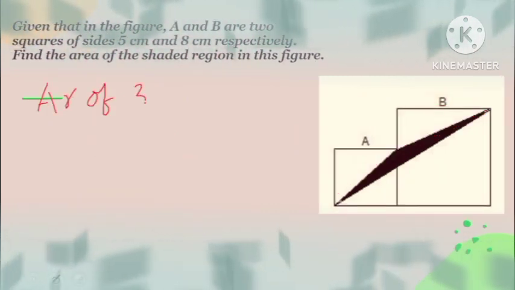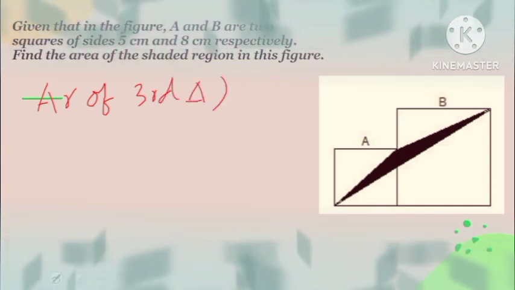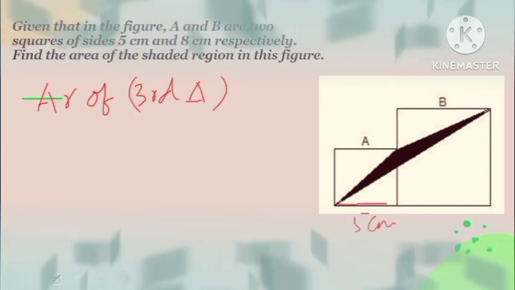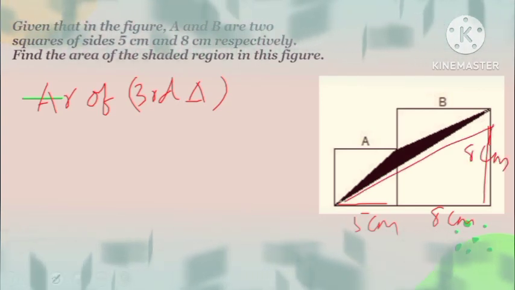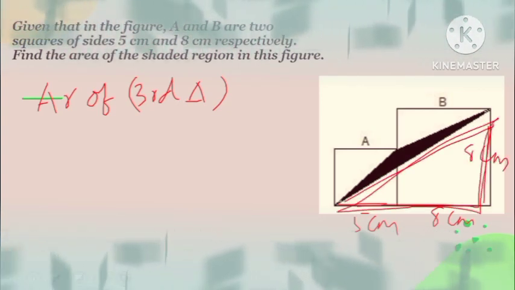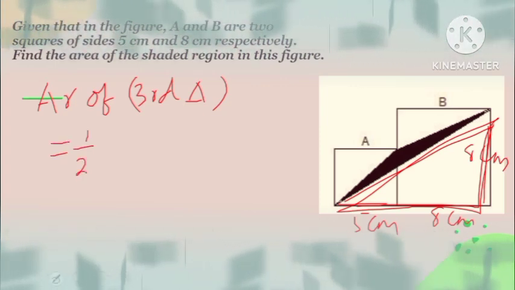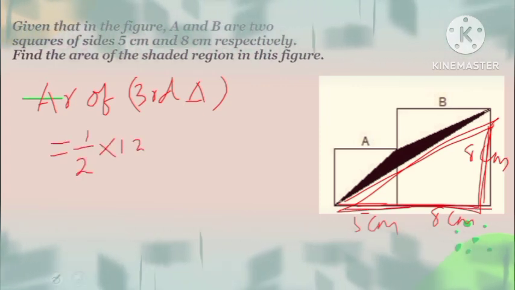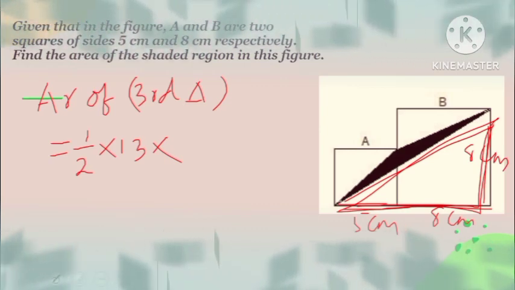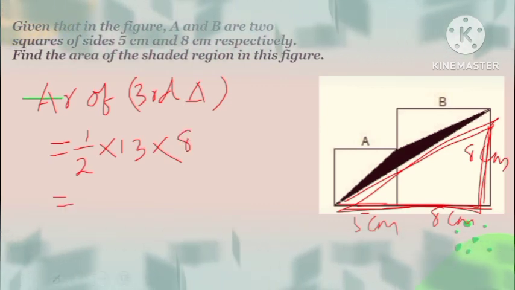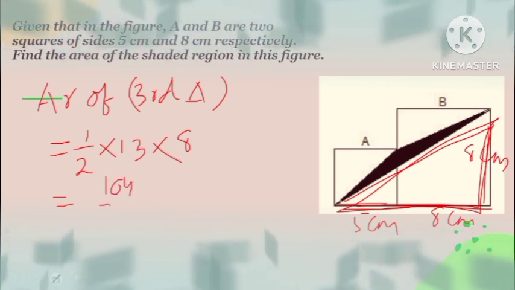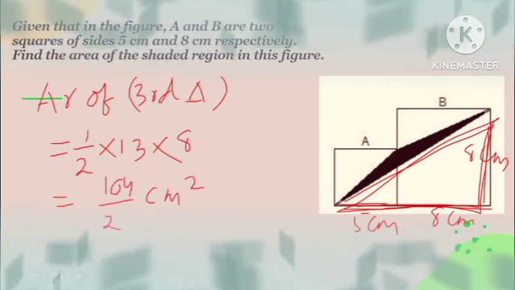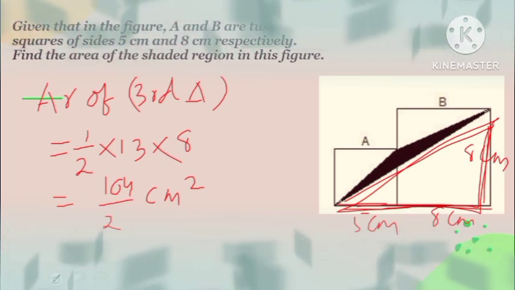Okay, now we have to find the area of the third triangle. See, in the third triangle, this is 5 cm, this is 8 cm, and this is again 8 cm. To find the area of this triangle, again half base into height. Now its base will be 5 plus 8, that is 13 cm, and its height is 8 cm. If we multiply 13 into 8, that is 104. So 104 by 2 cm square. Now we can find the area of the yellow color portion, meaning the area of the three triangles.